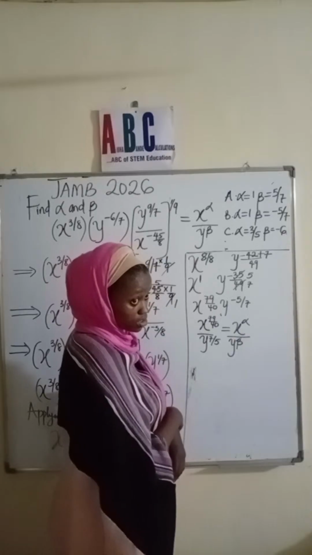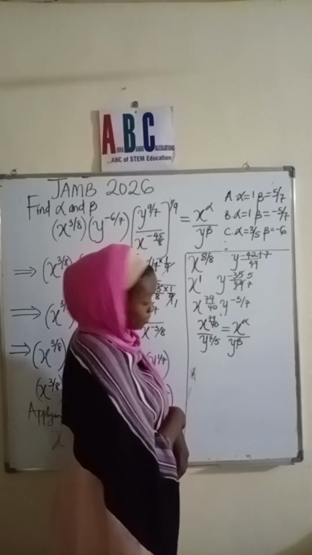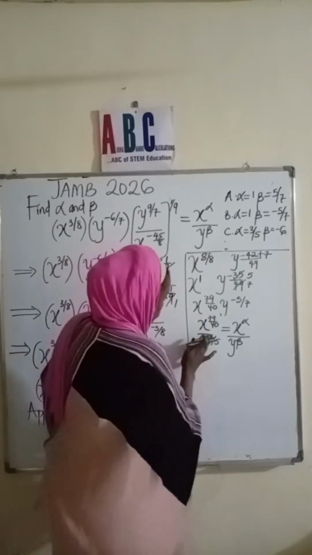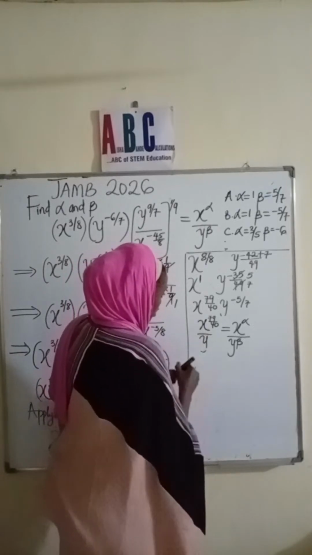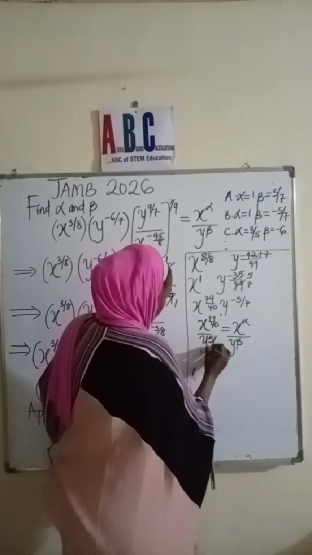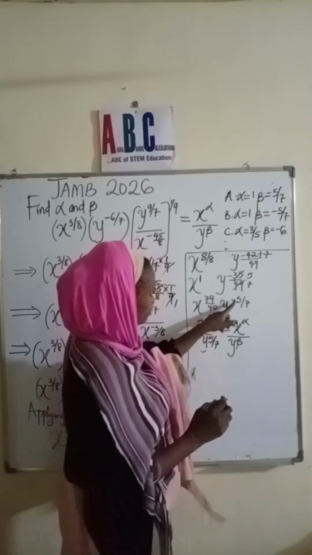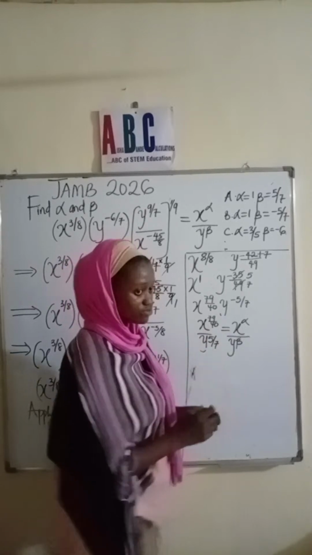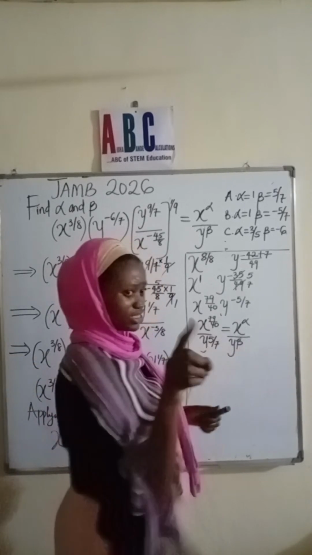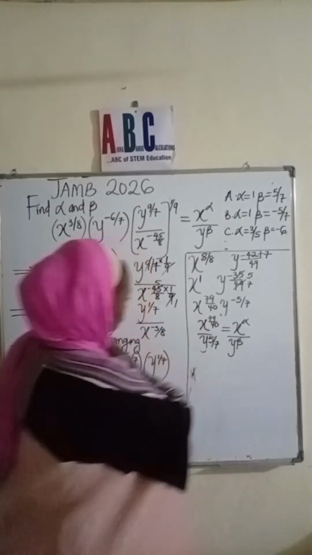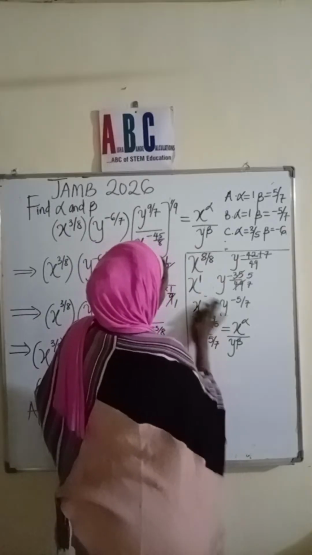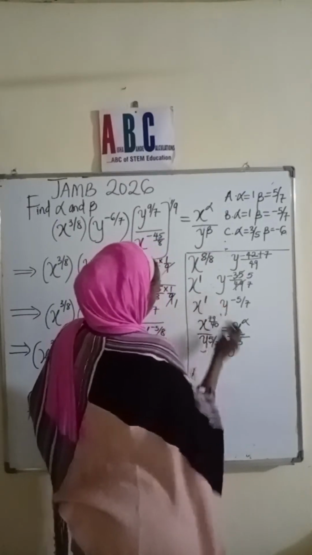Abby? Is it there? Penamas, are you there? This is 5 over 7. So y raised to the power minus 5 over 7 is 1 over y to the power of 5 over 7. Is Penamas still there? Okay. Maybe it's his network.